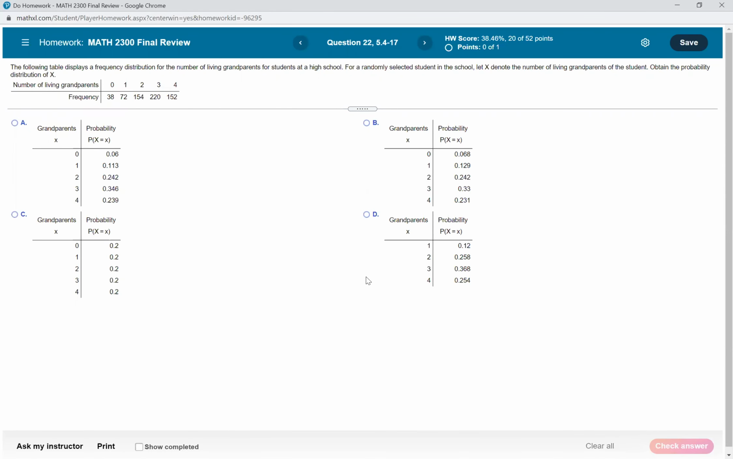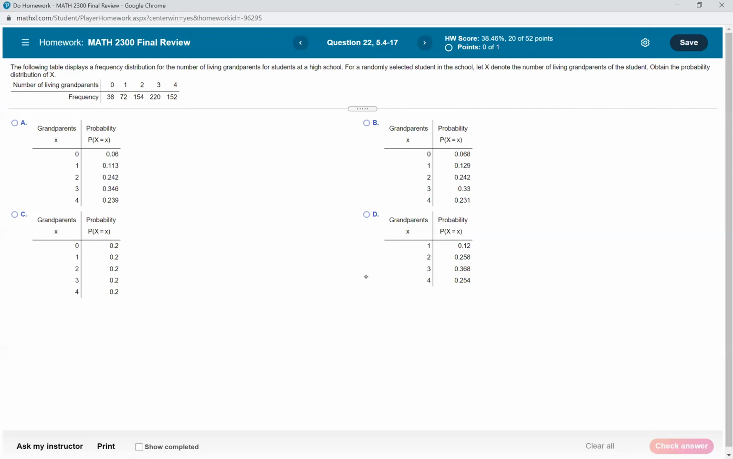The following table displays a frequency distribution for the number of living grandparents for students at a high school. For a randomly selected student in the school, let X denote the number of living grandparents of the student. Obtain the probability distribution of X. How many living grandparents could be possible? Maximum 4, and minimum is 0. So the possible values are 0, 1, 2, 3, 4, and we have the frequency corresponding to each number. Now we need to find the probability corresponding to each number.